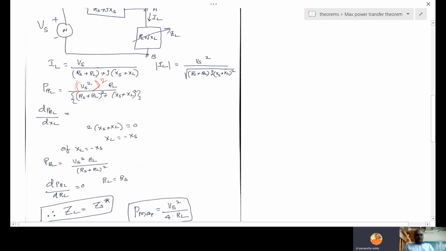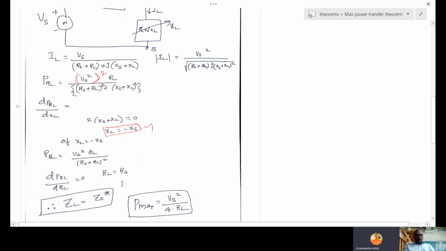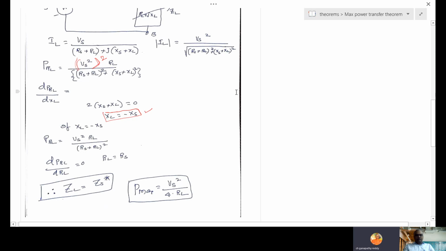Now first differentiate this with respect to XL. ZL is variable, meaning RL is variable and XL is also variable. So differentiating with respect to XL and equating it to 0, you will get one condition: XL is equal to minus XS. This condition will come. Now substitute this condition in the above formula and simplify.